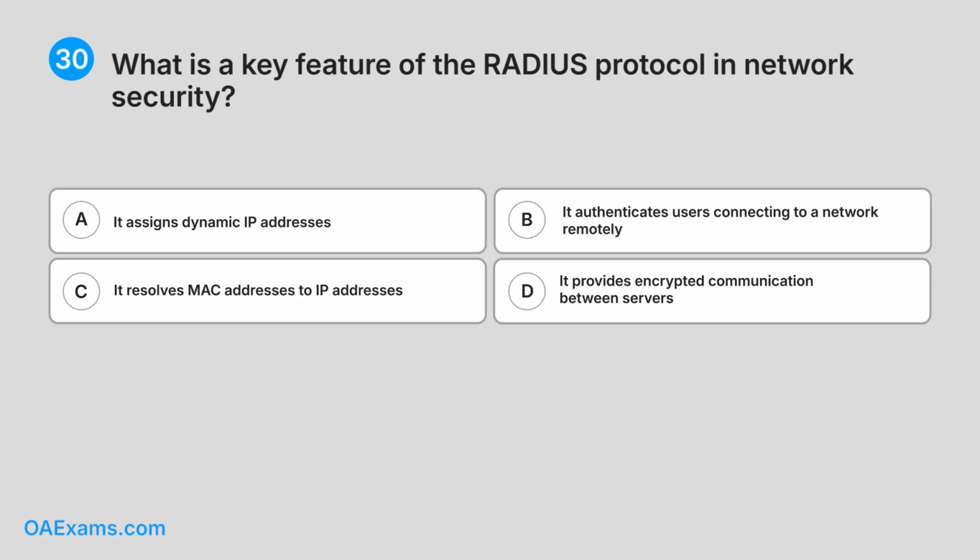data. 30. What is a key feature of the RADIUS protocol in network security? A. It assigns dynamic IP addresses. B. It authenticates users connecting to a network remotely. C. It resolves MAC addresses to IP addresses. D. It provides encrypted communication between servers. Can you guess the answer?